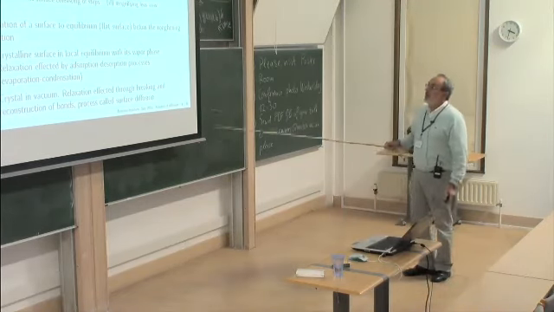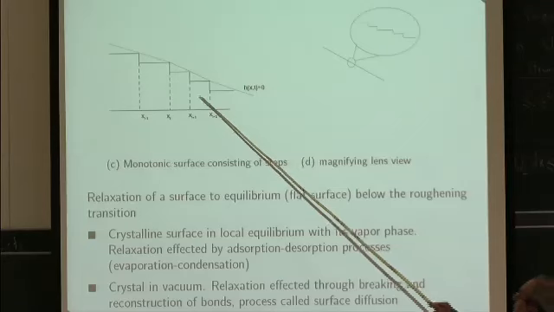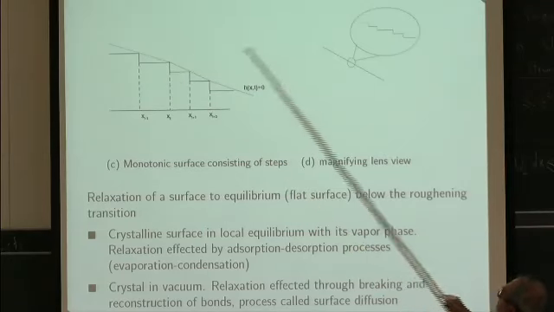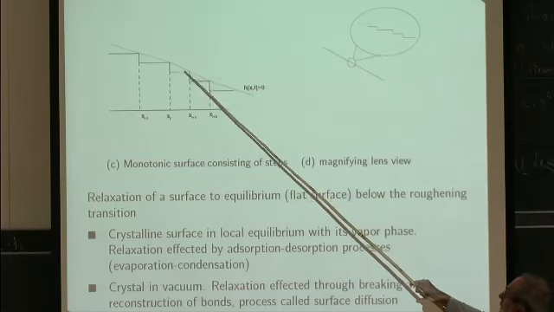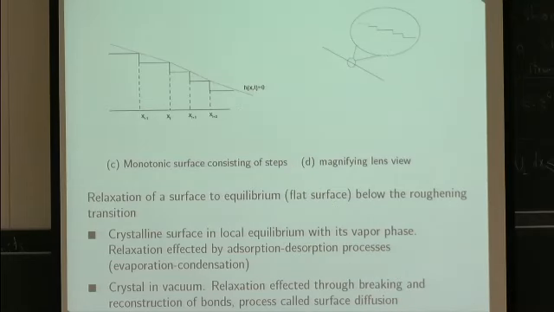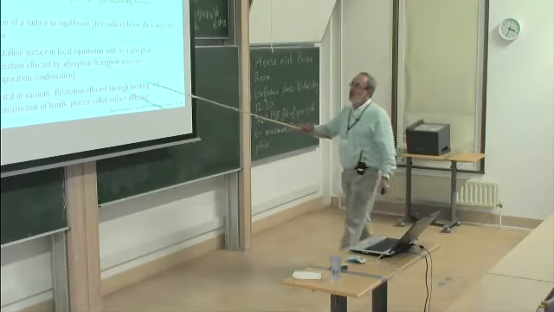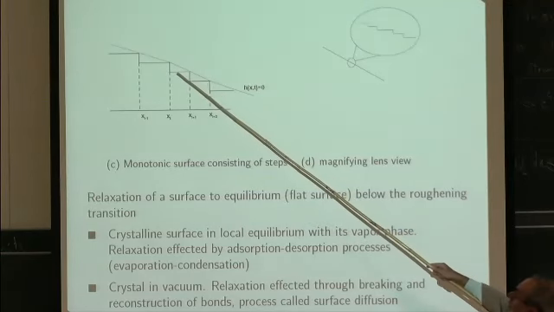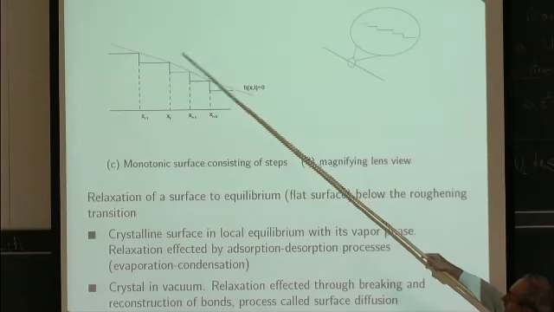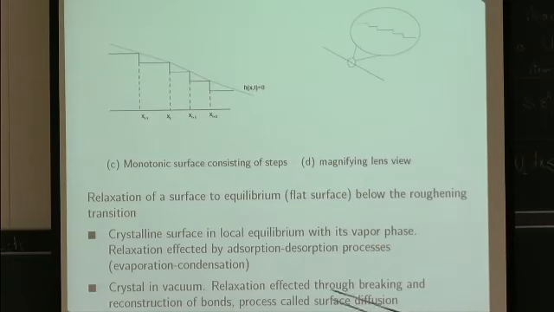So what we have is a monotonic surface which consists of steps, and this would be, let's say, the magnifying lens view of the surface. And we're interested in describing the relaxation of a surface to equilibrium surface below the roughening transition. And there are two types of processes that I want to describe. One is the crystalline surface is in local equilibrium with its vapor phase, and the relaxation is affected by adsorption-desorption process. So you have atoms that are moving from the surface to the environment or back to the surface, and this is all that's happening.